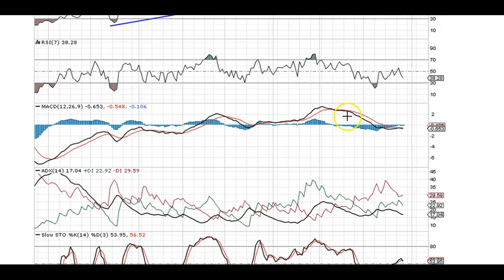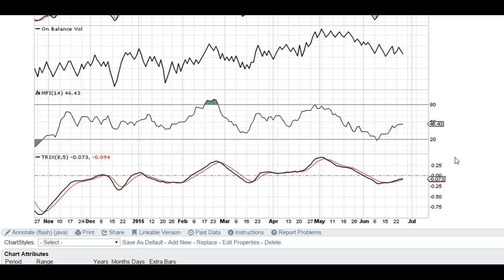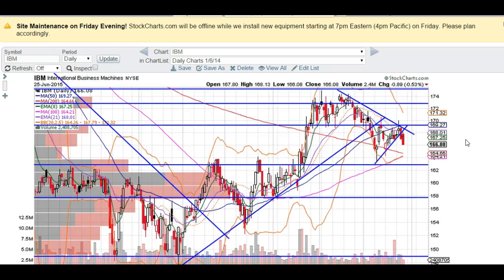We also got MACD. It's below the zero line, so it's in the bear zone as well. That's the zero line. We've got a bear cross on the stochastics. We've got on balance volume trending down, and we've got the TRIX, which is below the zero line as well. It's trending up a little bit right now, but it'll come down. And that's pretty much it for the IBM trade.